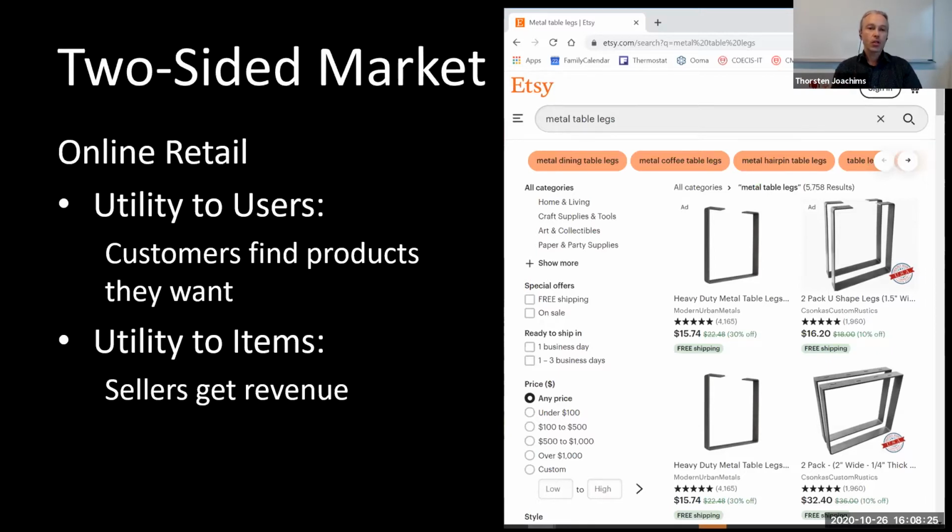But there's also the other side of the market, right? There's the sellers, right? And when I bought those metal table legs, there was a seller that actually made revenue out of this. So the ranking that was presented influenced how much money the seller made.